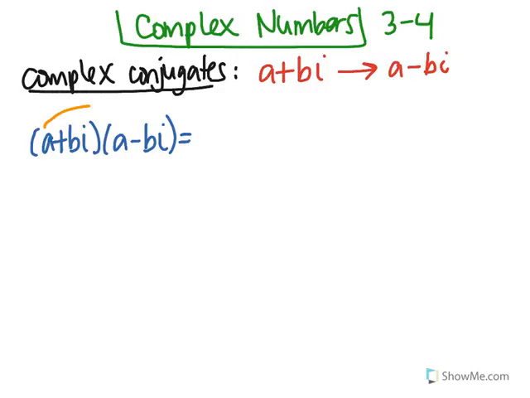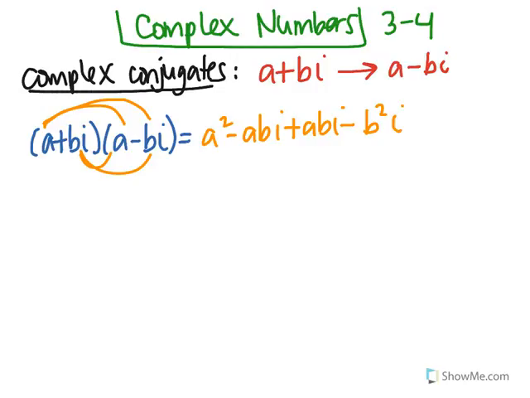So I'm going to go ahead and use FOIL. I'm going to do the first, or get a squared. And then the outer, I get minus abi. And then the inner, I get plus abi. And then the last, I end up getting minus b squared i squared. I can cancel out these terms right here.